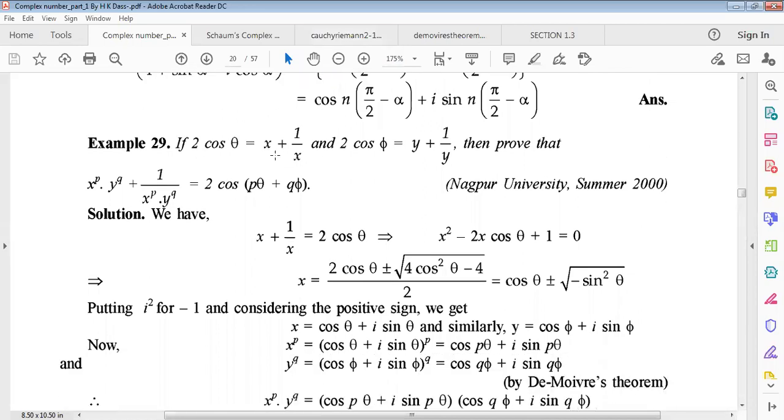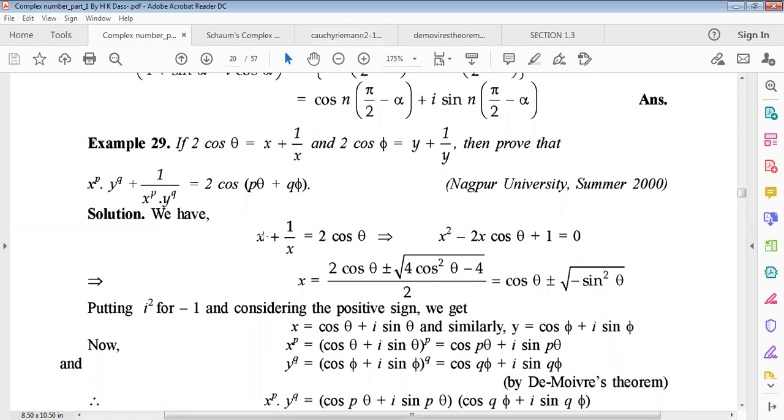If 2 cos theta equals x plus 1 by x and 2 cos phi equals y plus 1 by y, then prove that x to the power p into y to the power q plus 1 by x to the power p into y to the power q equals 2 cos(p theta plus q phi). We have the given equation: x plus 1 by x equals twice cos theta.